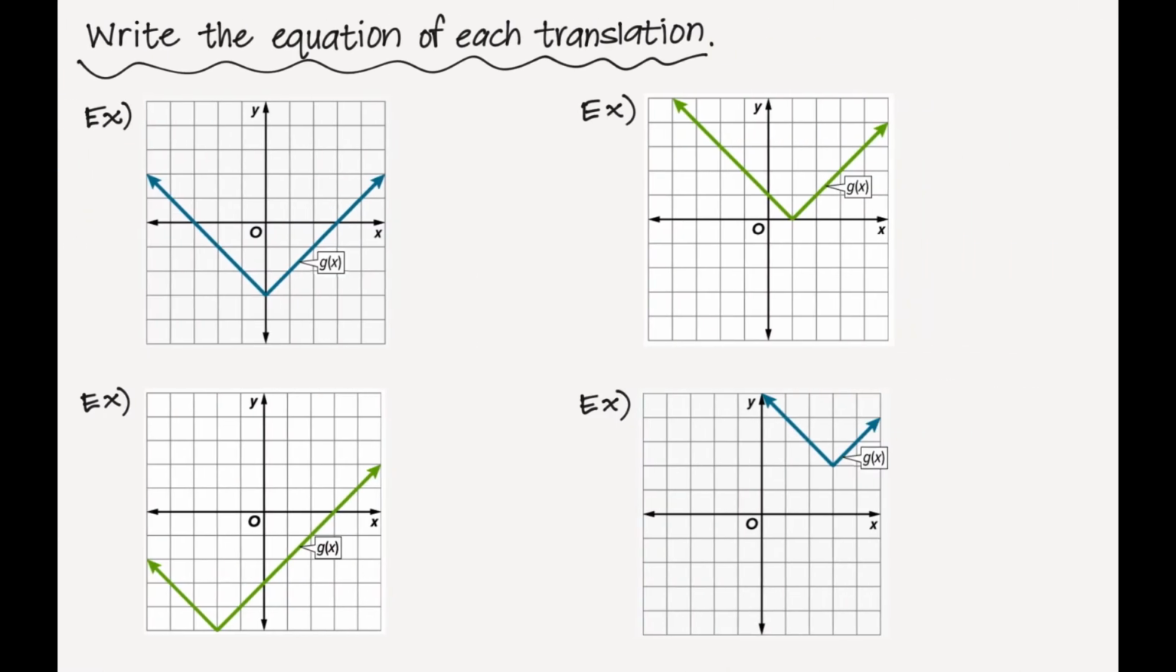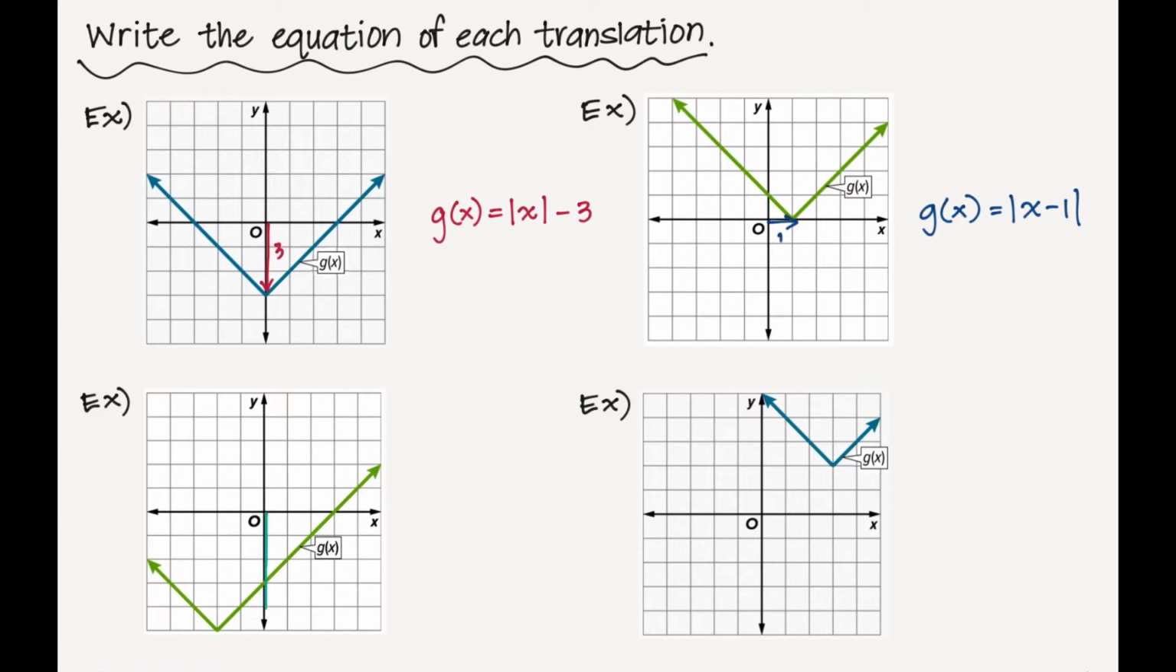All right, now I have some that are already drawn, and you need to write the equation of the translation. So in our first one, if I'm starting at the origin, it went down 3 units. So this means g of x I could write as the absolute value of x minus 3 on the outside. All right, my next one, it looks like it is only moving to the right 1 unit. So I could say that g of x is equal to the absolute value of x minus 1 on the inside of the absolute value.